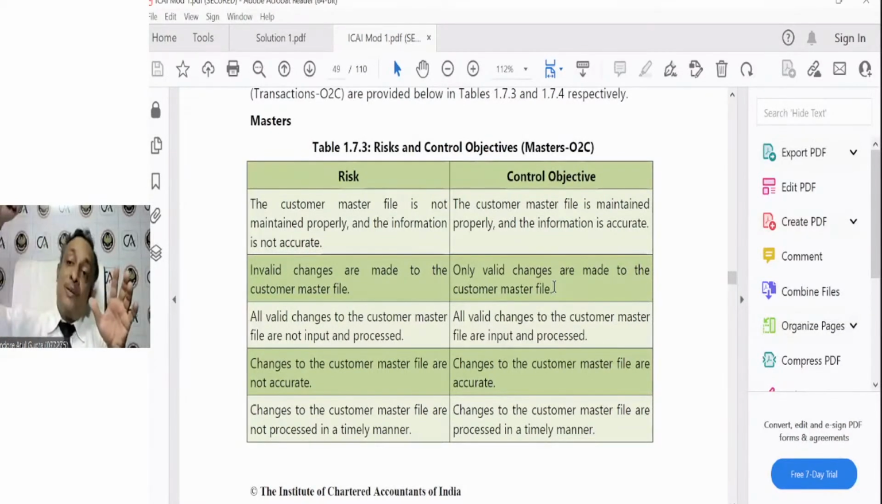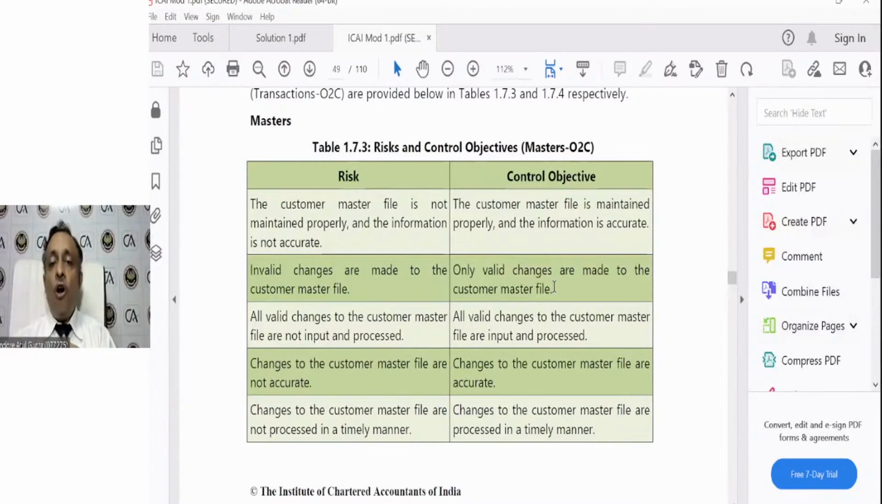But actually, the customer, because the data has been changed in the master, when you print the invoice, it goes as 60 days. So the customer calculates, I have to pay after 60 days. So it's a big cash flow disaster that I am going to be taken about. So only valid changes need to be made. All valid changes to customer master file are not input and processed. Again, all changes we have talked about, that example of vendor master, the same mirror image you can create for customers.